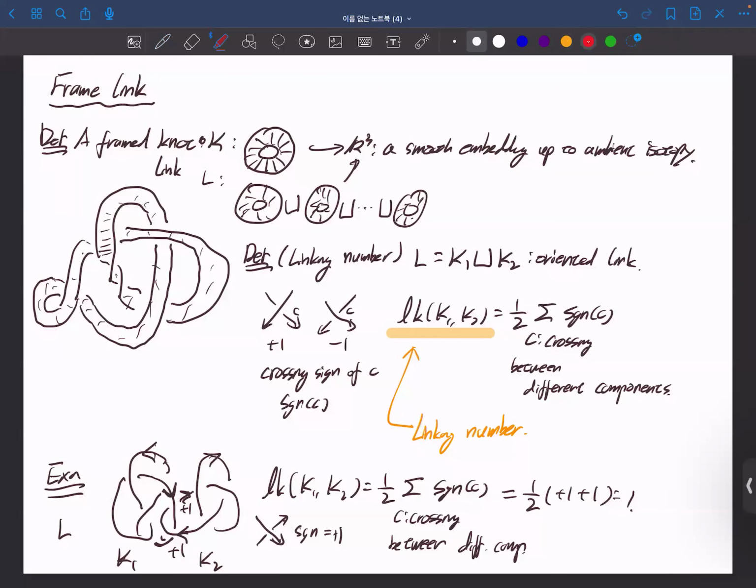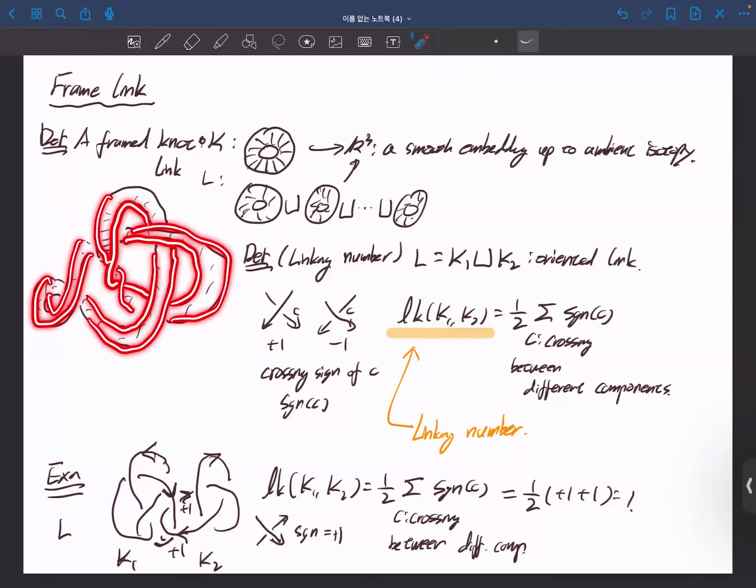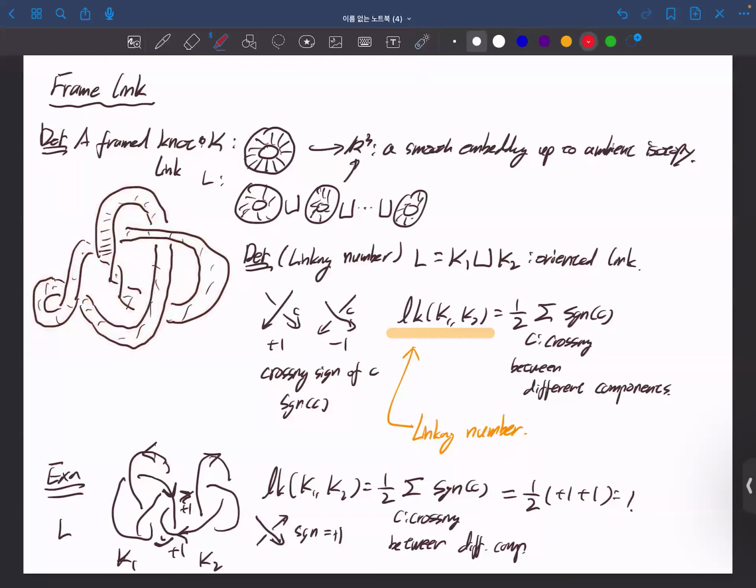Then why do I introduce such a notion? Because for framed knots and links, since we have an embedding of annuli, if we consider just the boundaries, this boundary and another boundary, then we can obtain a two-component link. So let's say this one is K.